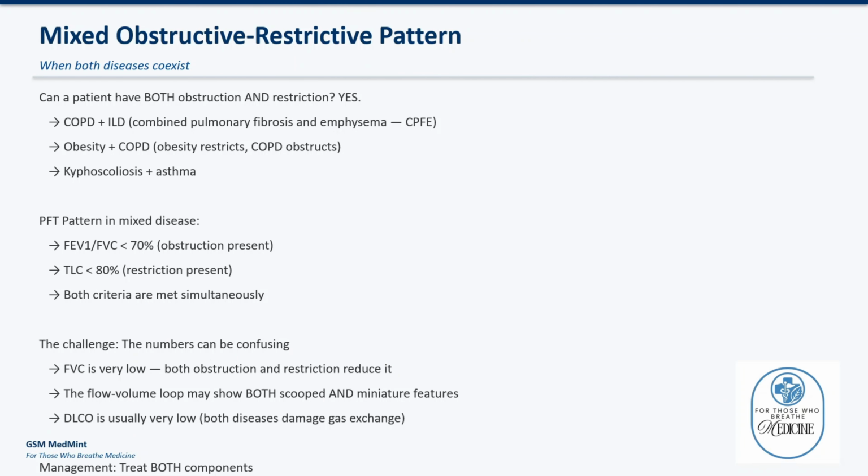So now an important question. Can the patient have both obstruction and restriction? Yes, and it is more common than you think because of combined pulmonary fibrosis with emphysema, CPFE. This is increasingly recognized, especially in smokers. The upper lobes have emphysema, the lower lobes have fibrosis.